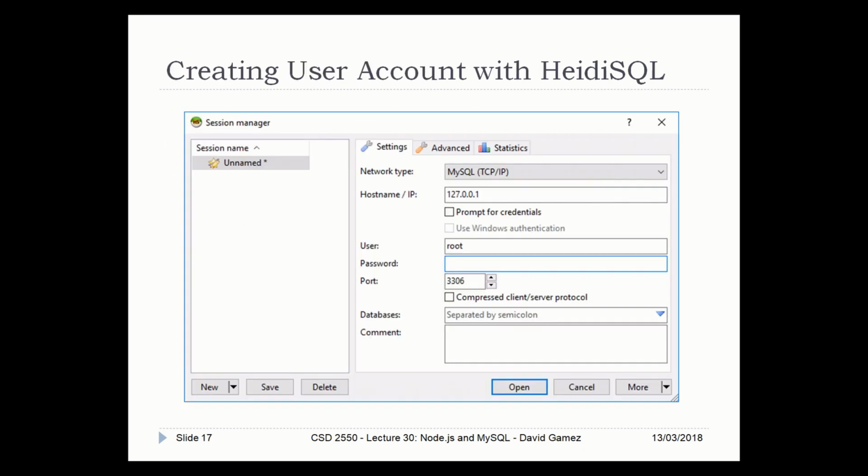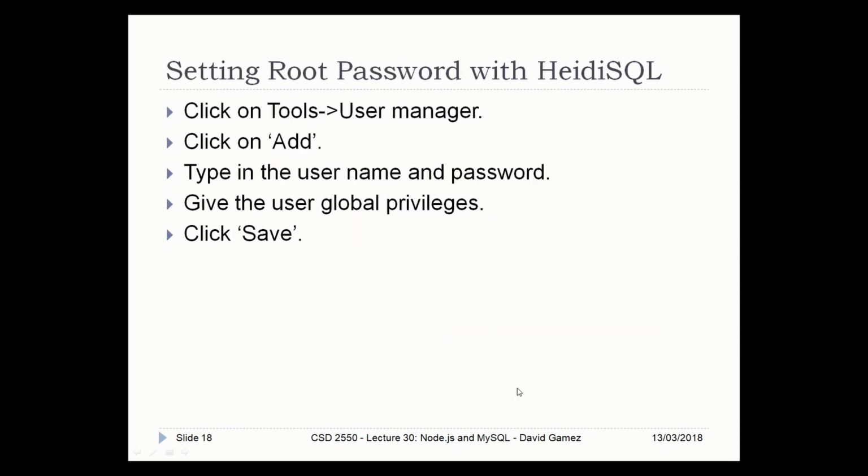So when you launch HeidiSQL, you see this session management here, and you can give your session a name. Here you can see the connection settings: localhost, the user root, and no password. So we enter these details. The port should match the port that the XAMPP control panel displays that MySQL is running on. Then we click on Open, and that takes us into HeidiSQL. Within HeidiSQL, we click on Tools, User Manager, we click Add, we type in a username and password, give that user global privileges and click Save.